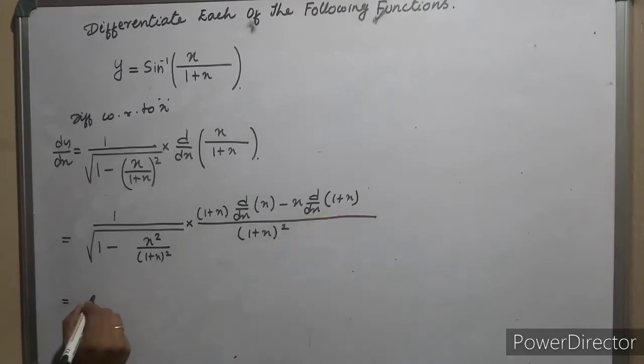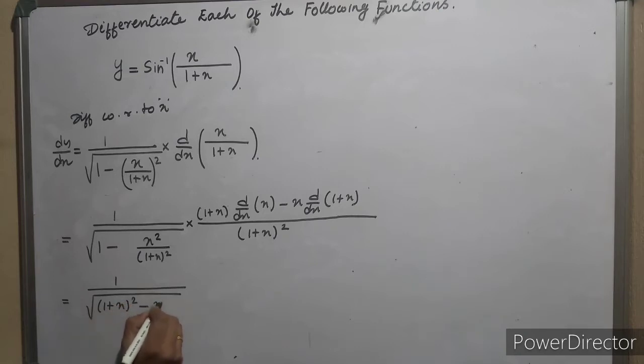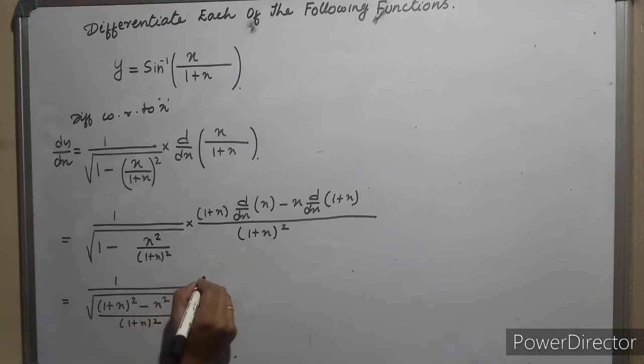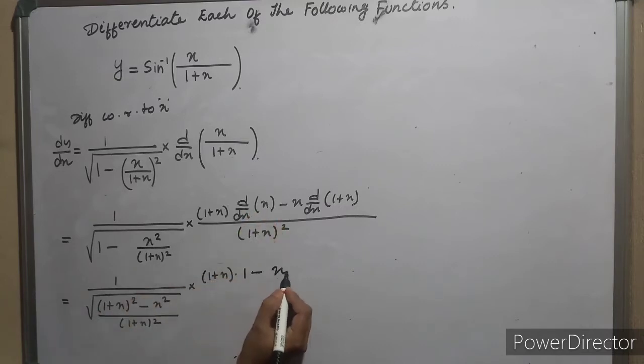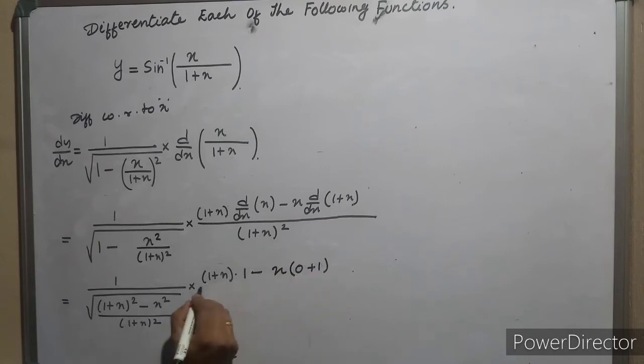Now I'll take the LCM within the root. If I take 1 plus x whole square as the LCM, this will be 1 plus x whole square minus x square over 1 plus x whole square, into 1 plus x times dy dx of x, which is 1, minus x times dy dx of 1, which is 0, over 1 plus x whole square.